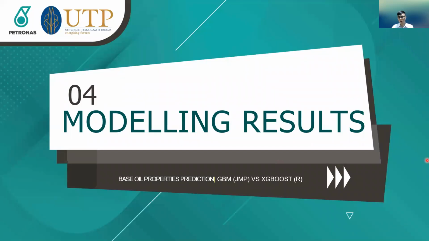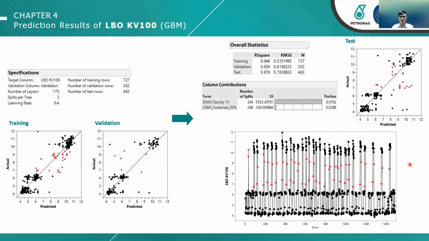Next, I shall present the outcome of this work, which entails a prediction performance for base oil properties and a comparison between 2 learning algorithms. Firstly, the prediction of KV100 using the gradient boosting machine algorithm. With these specifications of model hyperparameters, the model is trained and validated and subsequently tested.